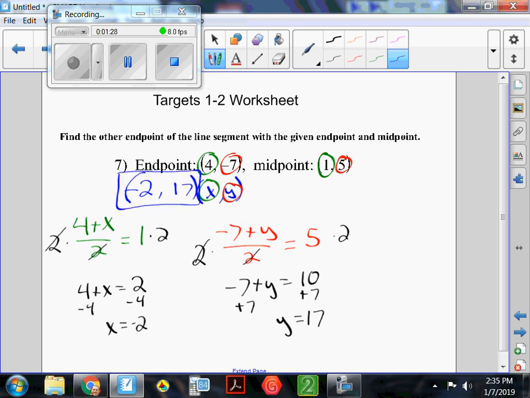I can check that by just using the midpoint formula. 4 plus negative 2 is 2. 2 divided by 2 is 1. 17 plus negative 7 is 10. 10 divided by 2 is 5.